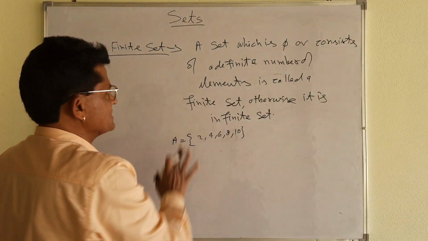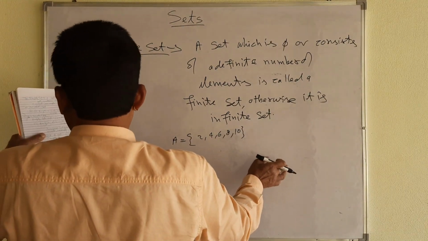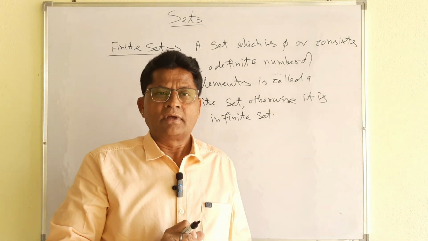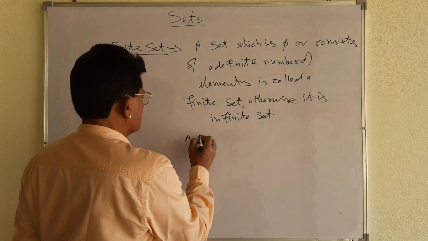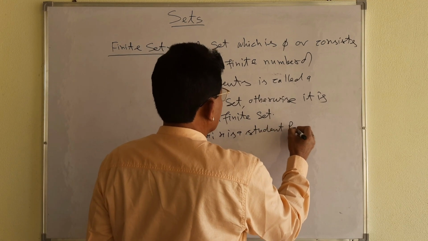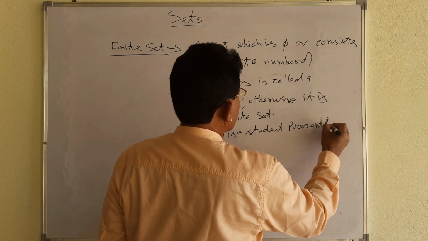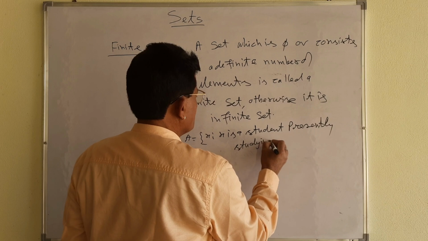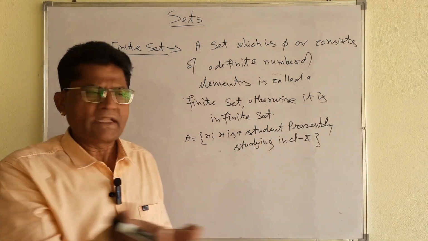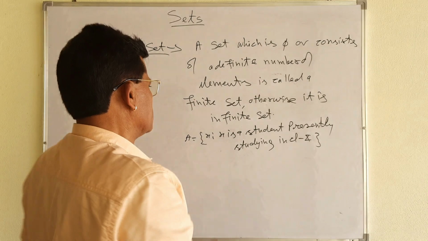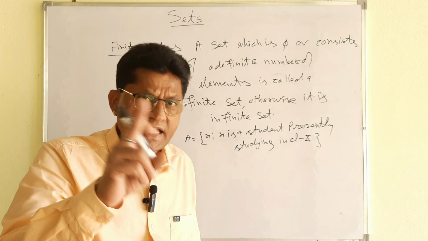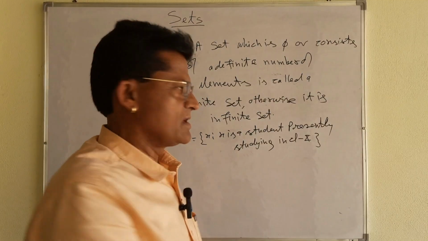Okay, let me take infinite, because here it is given. Otherwise, it will be an infinite set. If you want to take it in set builder form, you also can take, as I told you. Suppose X such that X is a student presently studying in class 10. That is true. That is finite. Or the number of students presently studying in class 11 in one school, or in your school, that is a finite set.